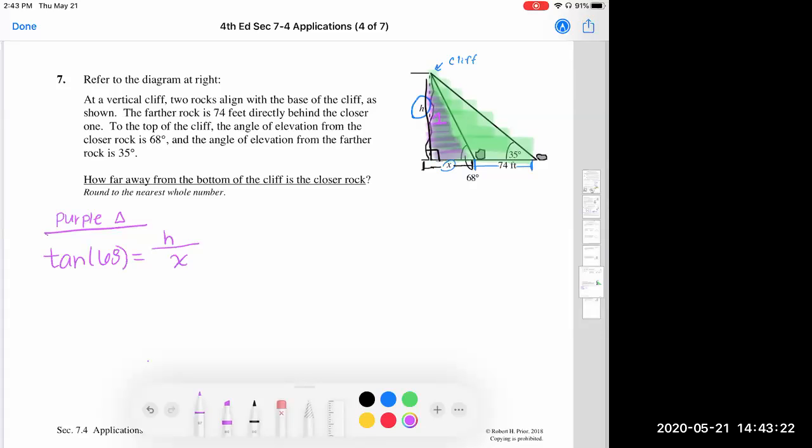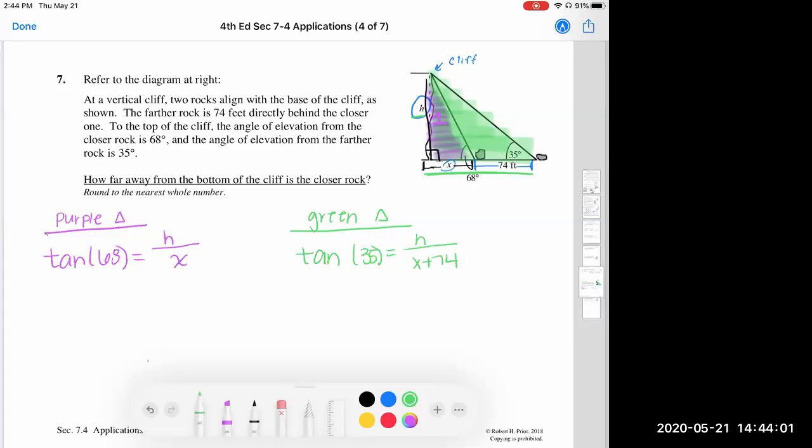All right, now let's consider the green triangle, which is the bigger, both triangles together. If I want to create a similar type of situation, I want to work with H because I'm trying to find it, and I'm trying to use this whole part here because that's that whole side. If I'm using opposite side and adjacent side, I also have tangent. Tangent of 35 is equal to opposite over adjacent. Opposite is H, adjacent is X plus 74.